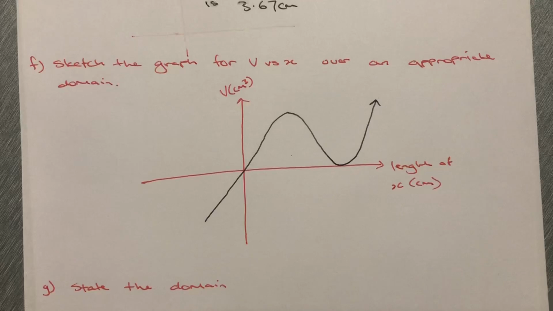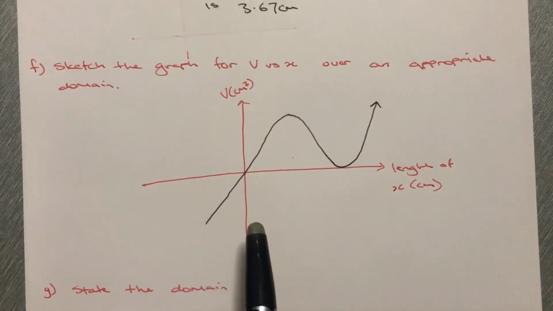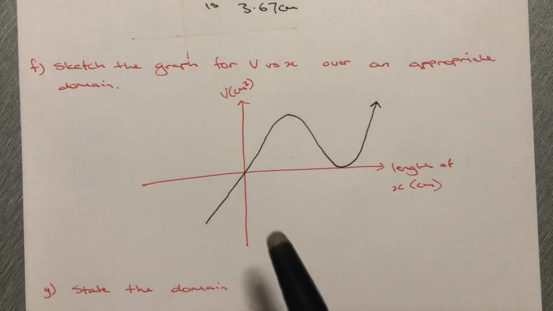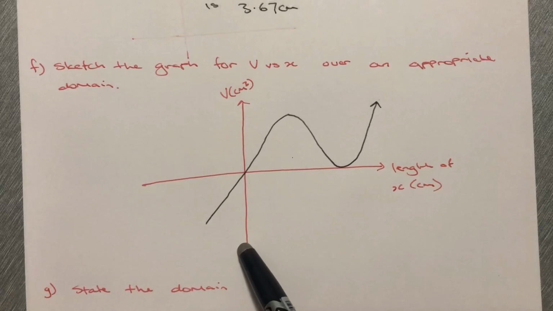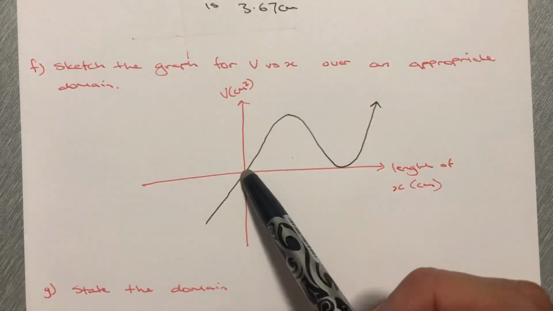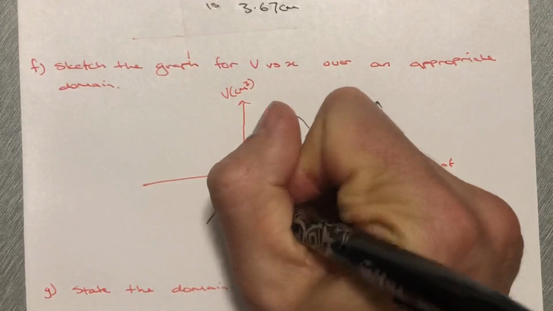Alright, now I want to evaluate what's actually going on here. So remember, this is volume, this is positive, this is negative. Can you actually have negative volume? No, you can't. So there's no point in even drawing that part. So let's get rid of that.